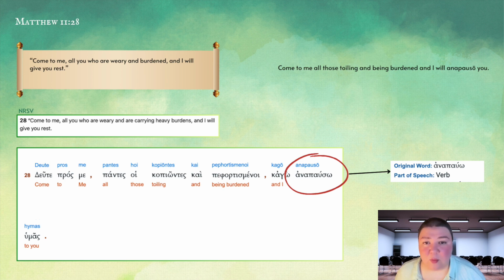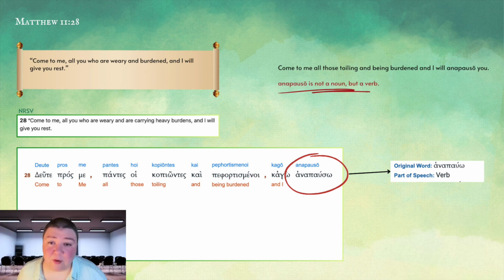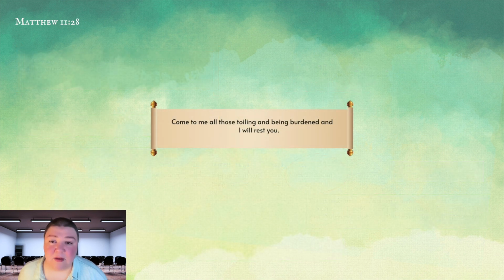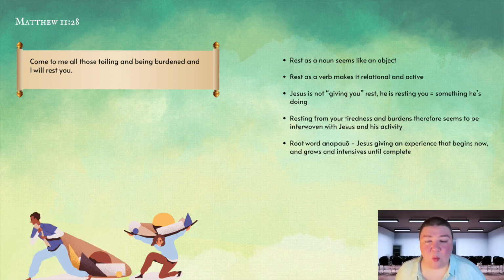When we look at the grammar, we discover anapauzo is not a noun, it is a verb. From the root word anapauzo, meaning completing a process which intensifies to give an experience. And so a better translation would be, come to me, all those toiling and being burdened, and I will rest you, instead of I will give you rest. When we think of rest as a noun, and Jesus is giving it to people, we think of it as him handing over an object. Rest becomes an object. The rest becomes this thing that he hands over to someone who is weary.